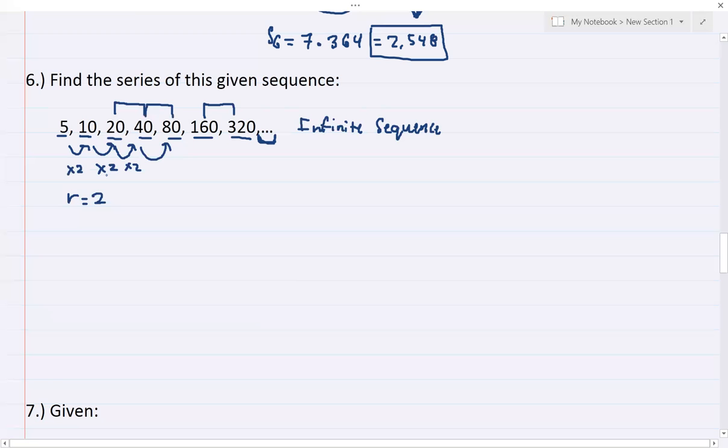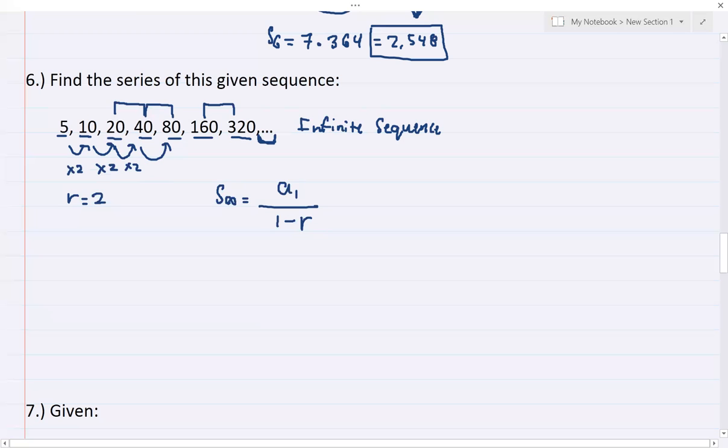Okay? So what would be the formula you're going to use? The formula you're going to use is this one. S sub infinity is equal to a sub 1 all over 1 minus r.